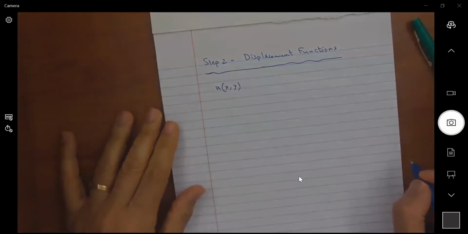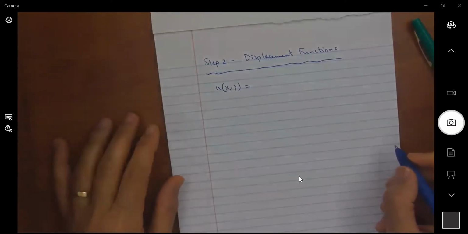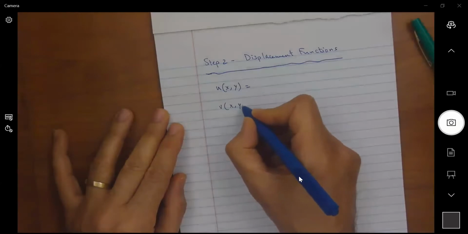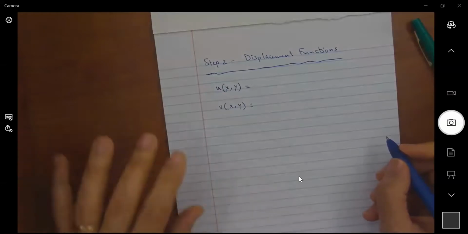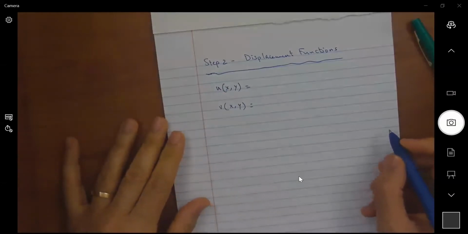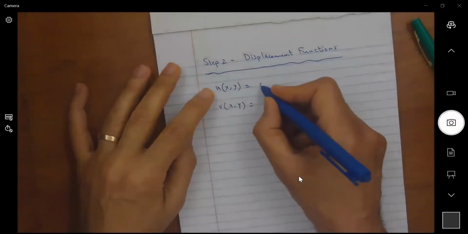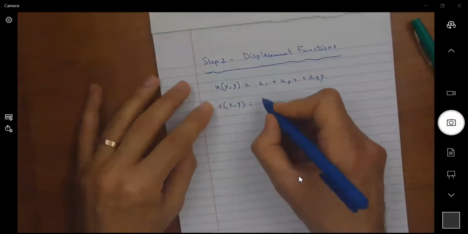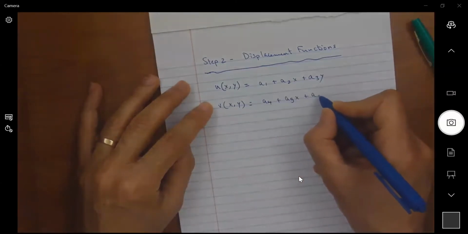And as we have 6 degrees of freedom, we are going to have 6 nodal displacements. We're going to have 6 unknown parameters to solve for. So I'm going to have U of X, Y, as well as V of X and Y. If we are going to have 6 parameters, I can express U of X and Y as A1 plus A2X plus A3Y, and V of XY as A4 plus A5X plus A6Y.